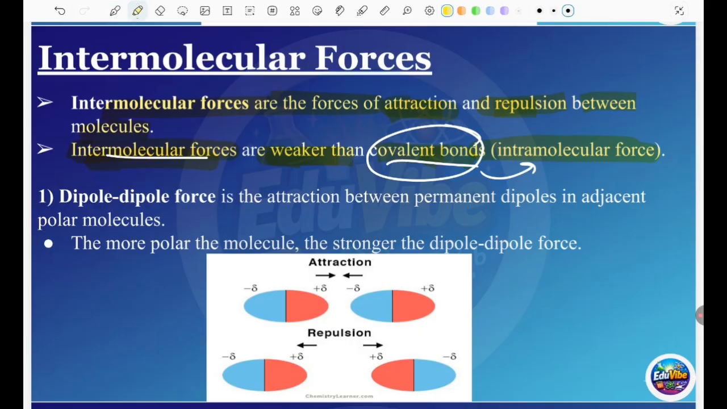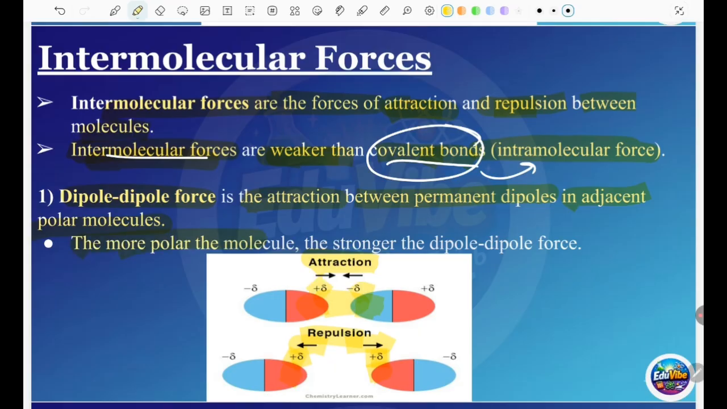The first one is the dipole-dipole force. The dipole-dipole force is an attraction between the permanent dipoles in adjacent polar molecules. When adjacent polar molecules are next to each other, one has a positive end and the other a negative end, so they attract. That attraction means it is a dipole-dipole force. If they have positive and positive, they repel, so there is no dipole attraction in that case. They have dipole-dipole attraction when positive and negative attract each other.